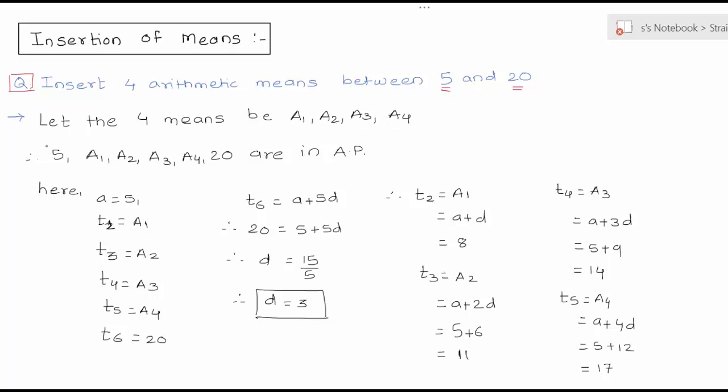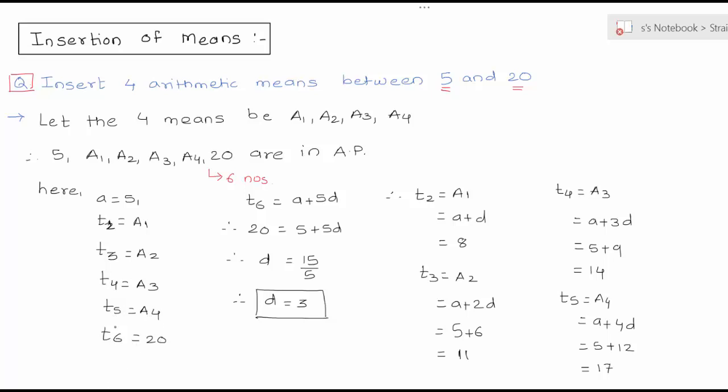Now, as per the definition of means, 5, A1, A2, A3, A4 and 20 are in AP. So arithmetic means form an AP. So we say there are six numbers in AP, total six numbers, including the end values also. These six numbers are: first term is 5, T2, the second term, is A1, T3 is A2, T4 is A3, T5 is A4, T6 is 20.